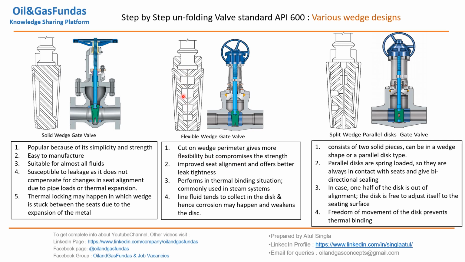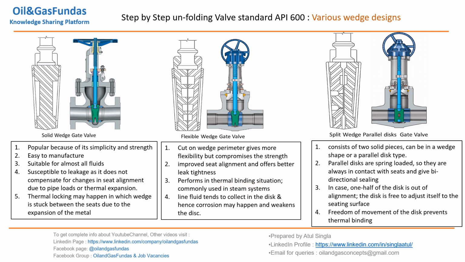Why are we making a cut? As we have discussed here, there may be a misalignment with the seating seats. We give a cut to have the flexibility to align the wedge with the seating arrangement. So in this case, the seating arrangement is improved, and we often get better leak tightness. When it is aligned with the seat and gives better tightness, leakage chances are very low.